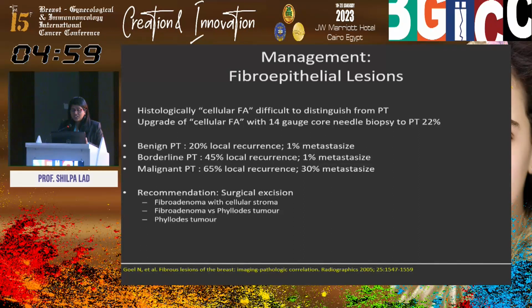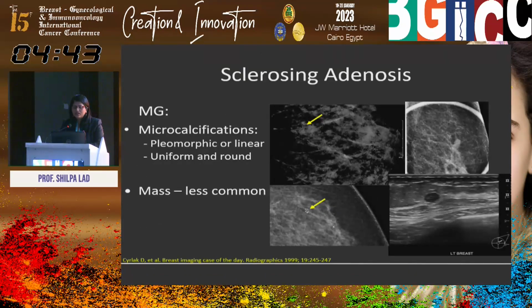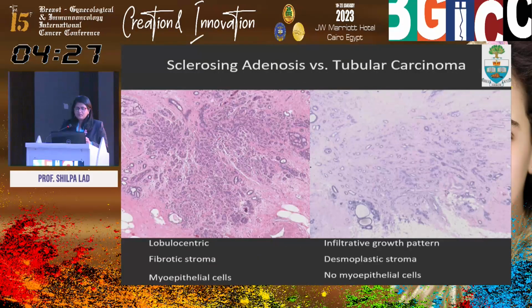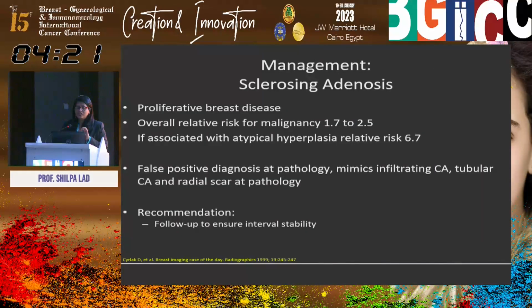So, surgical excision is recommended for fibroadenoma with cellular stroma, or if the histopathology report shows fibroepithelial lesion, fibroadenoma versus phyllodes tumor, or clearly borderline or malignant phyllodes tumor. What about sclerosing adenosis? They often are seen as microcalcifications on a mammogram, or they may be seen as asymmetric non-mass enhancement on MRI, and it can be quite confusing. But they are not high-risk lesions. Therefore, surgical excision is not recommended.